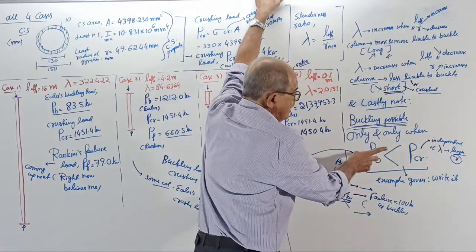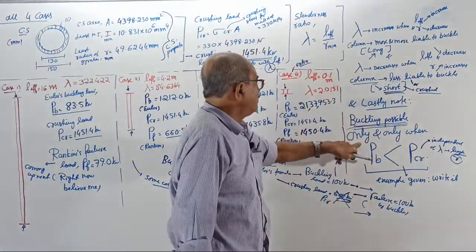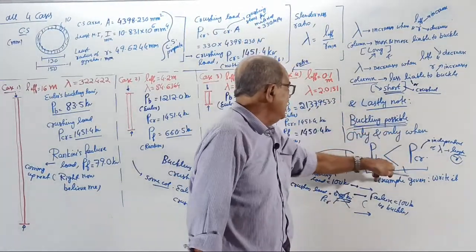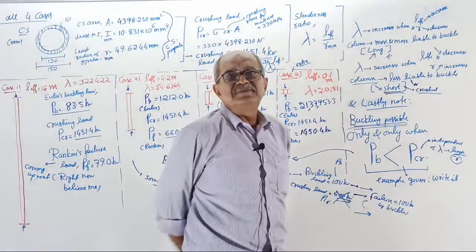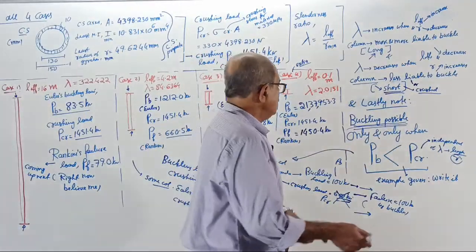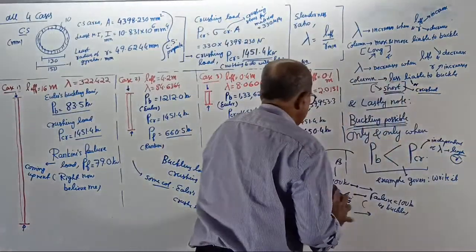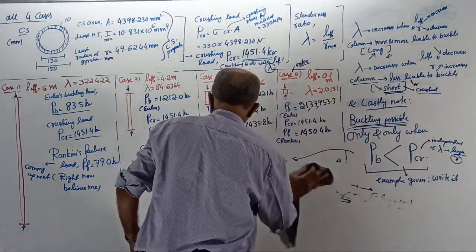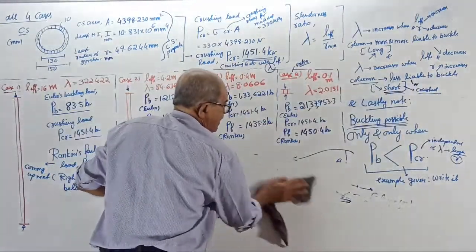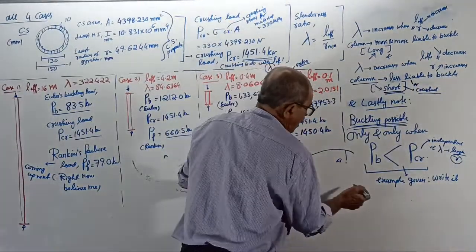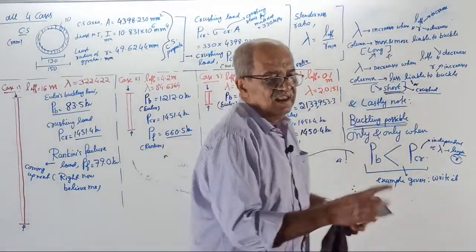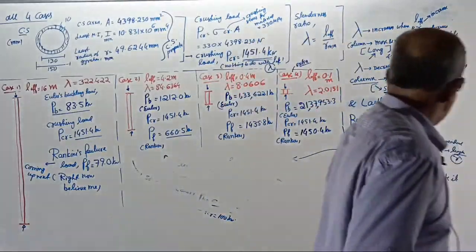Correct? Clear or not? So Euler's buckling is possible only when the buckling load is less than the crushing load. From this example, you can tell one thing. I will tell it now only, therefore I will use red color. Later I will not tell.